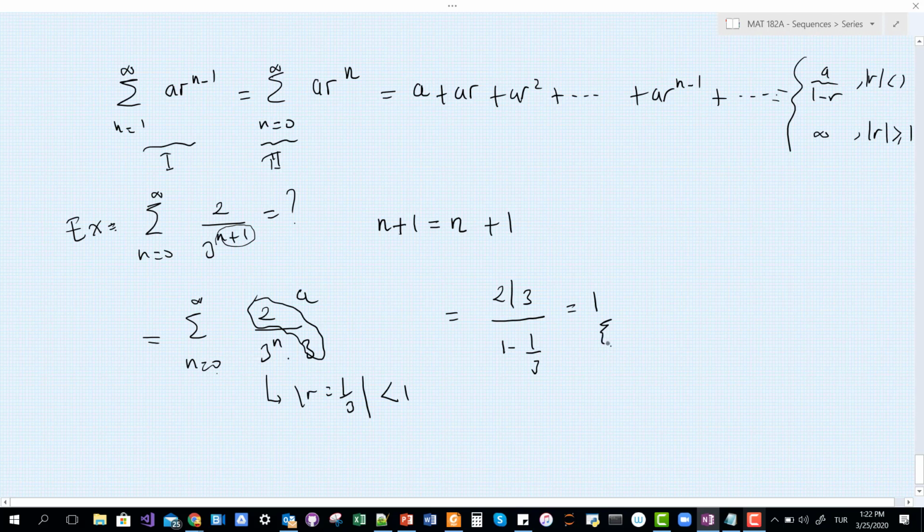My result is going to be the same at the end of the day, but I used a different form to calculate the same geometric series.